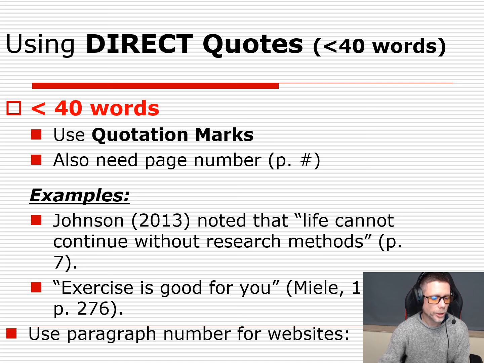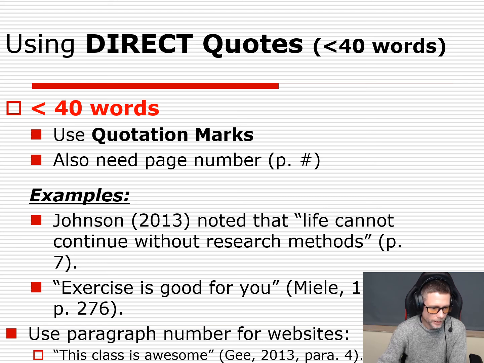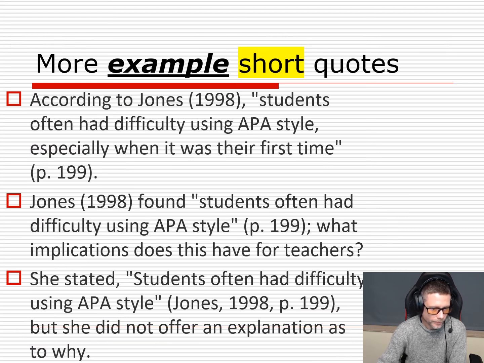If you are using a website, let's say that this Johnson 2013 is a website, it would say PARA, period, and then this would be the 7th paragraph from the top, and you count the number of paragraphs. So instead of page numbers on a website, it's PARA, period, paragraph number from the top, and whatever number that is. There's the example there. Other types of examples here you can see. Notice that the page number is always after the direct quote.